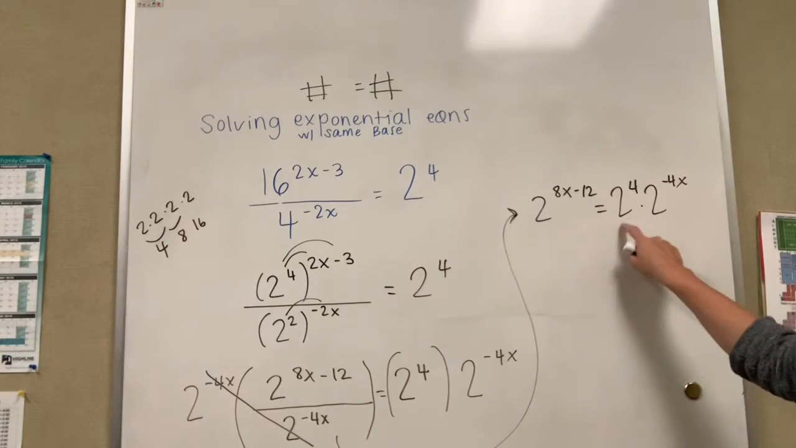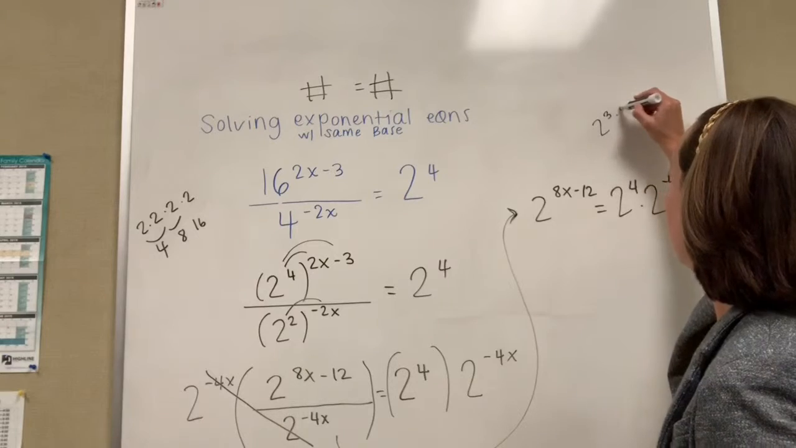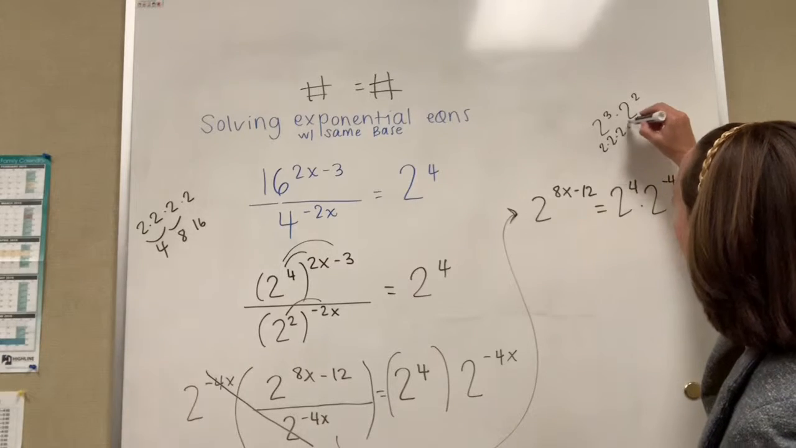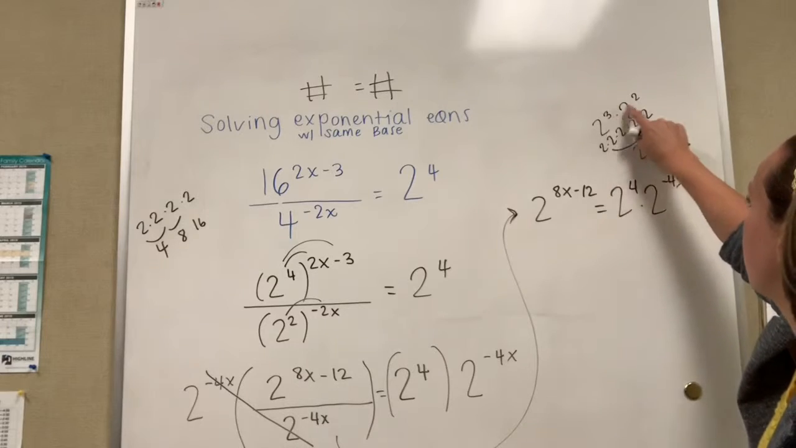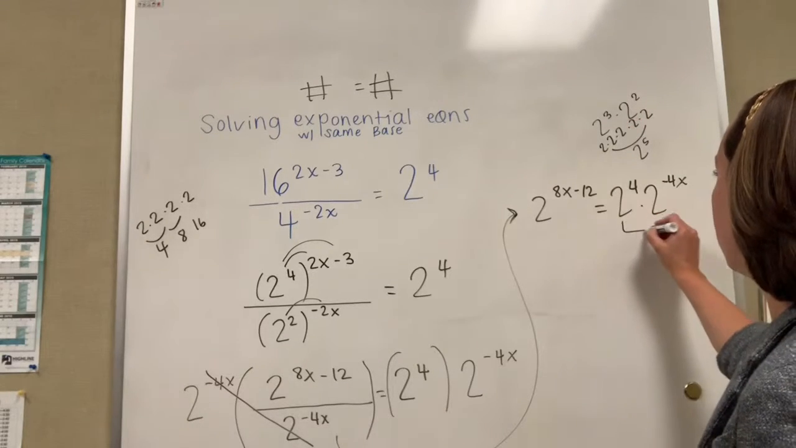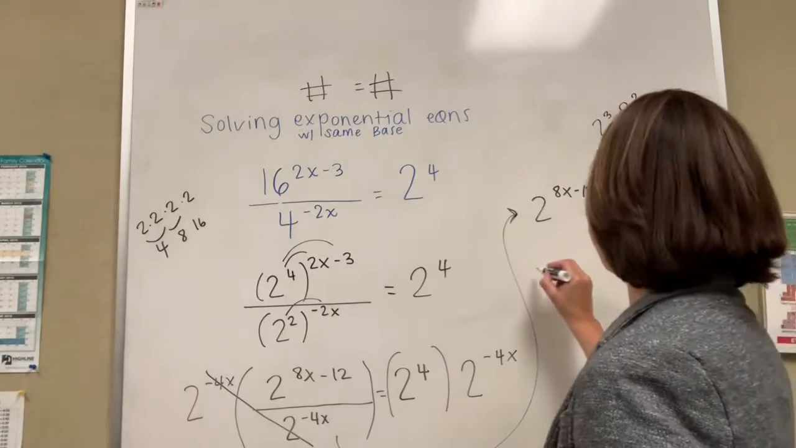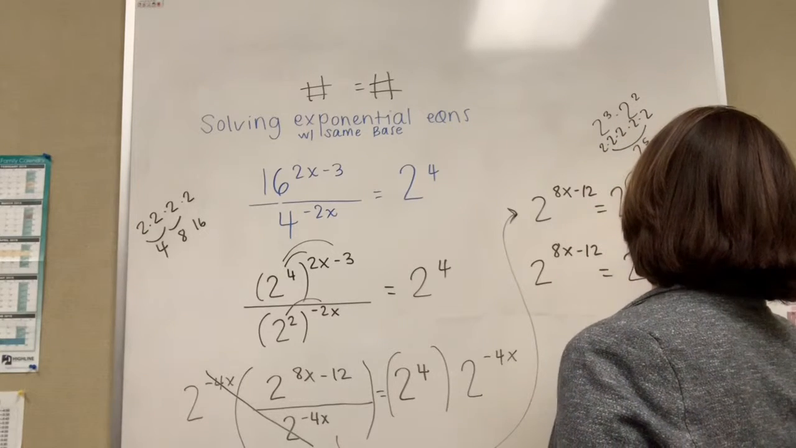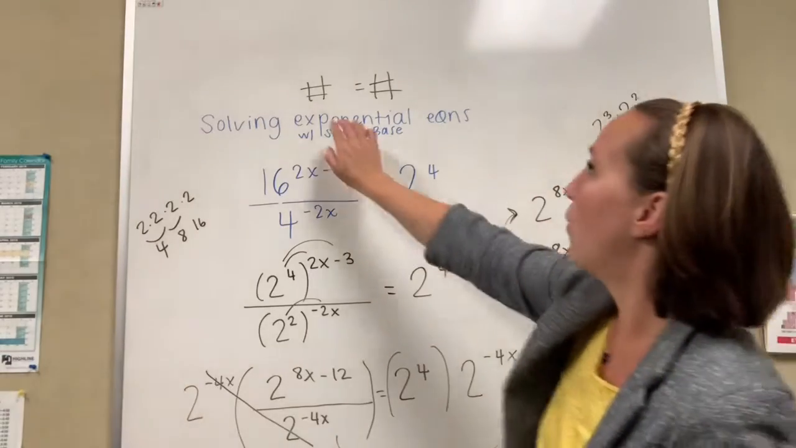When we have the same base and we're multiplying, we can add the exponents. If you ever forget that rule, just go back to something that you know, like 2 to the 3rd times 2 squared. What that means is 2 times 2 times 2 times 2 times 2. So in other words, you're multiplying by itself 5 times, which is how you get 3 plus 2. So right here, since I have the same base, I can add these exponents. So my next step is 2 to the 8x minus 12 equals 2 to the 4 minus 4x.